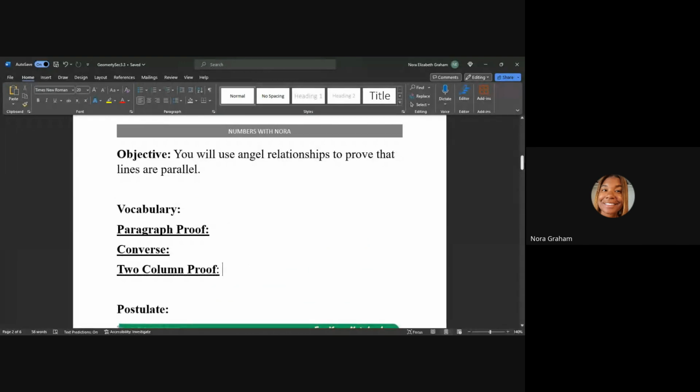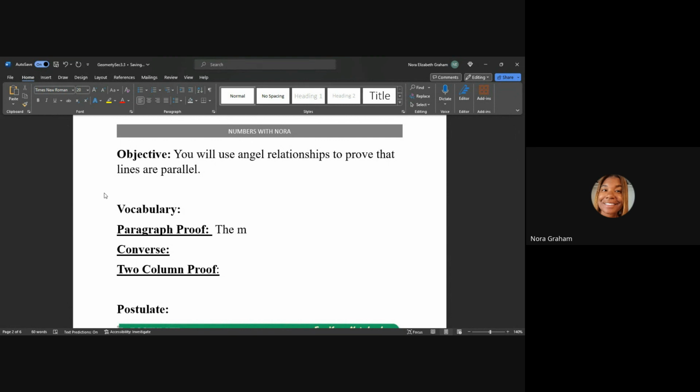So the objective of this chapter is you will use angle relationships to prove that lines are parallel. So first and always, we want to start with our math vocabulary so we understand what we are looking at. The first one is going to be paragraph proofs. This is the method that we use.